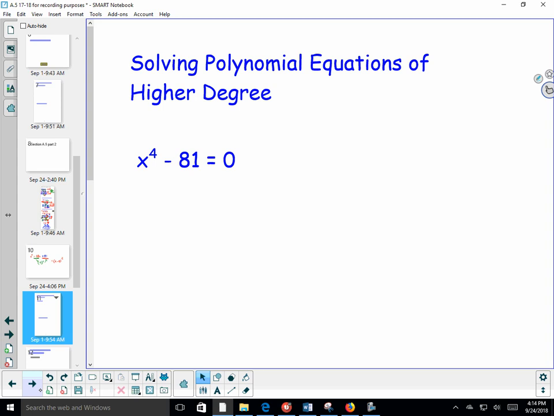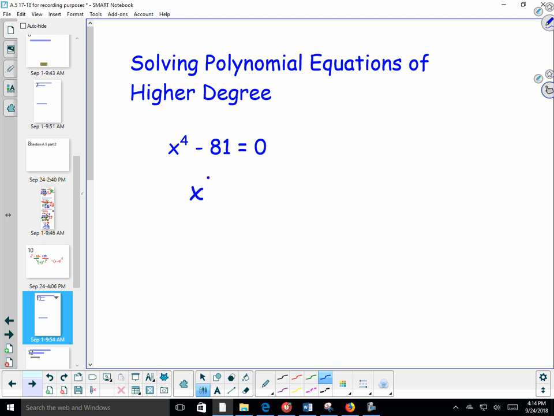Let's talk about solving polynomial equations of higher degree. For this particular example, if we're trying to solve x to the 4th minus 81, what you can do is you could say, I'm just going to add 81 to both sides, and that would get me x to the 4th equaling 81. Then I can take the 4th root of both sides, but with the 4th root I would need plus or minus, and then that looks like it's going to be x equaling plus or minus the 4th root of 81. Isn't that 3? So I would have plus or minus 3.